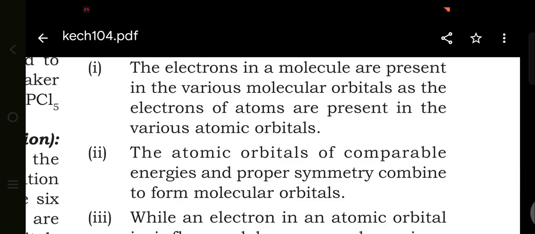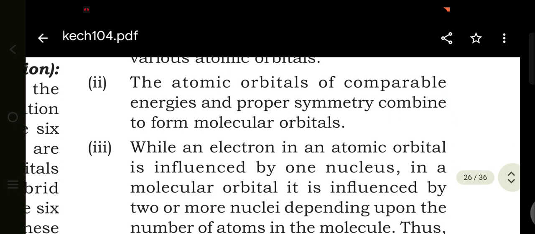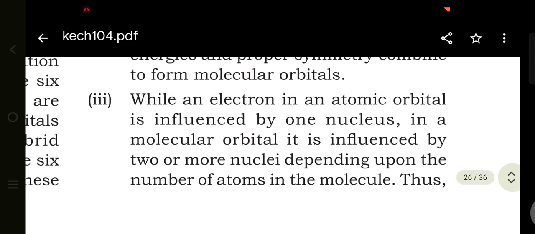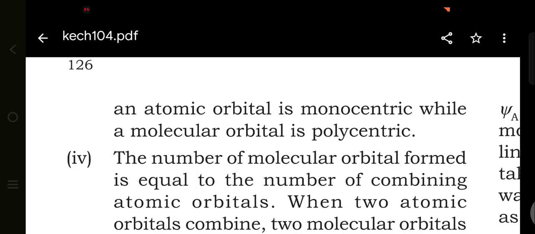The atomic orbitals of comparable energies and proper symmetry combine to form molecular orbitals. While an electron in an atomic orbital is influenced by one nucleus, in a molecular orbital it is influenced by 2 or more nuclei depending upon the number of atoms in the molecule. Thus, an atomic orbital is monocentric while a molecular orbital is polycentric.